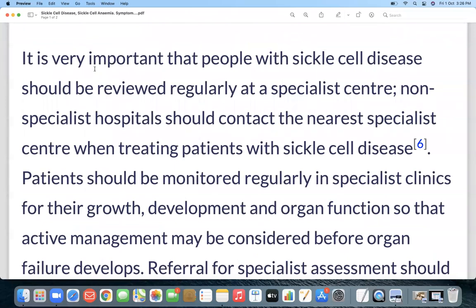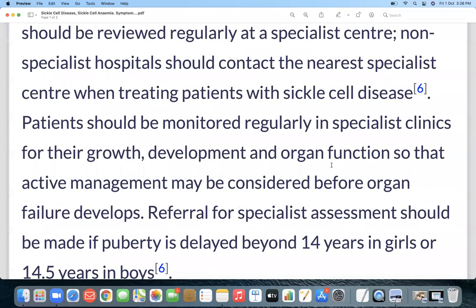And what is the follow-up? It is very important that people with sickle cell disease should be reviewed regularly at a specialist center. Non-specialist hospitals should contact the nearest specialist center when treating patients with sickle cell disease.